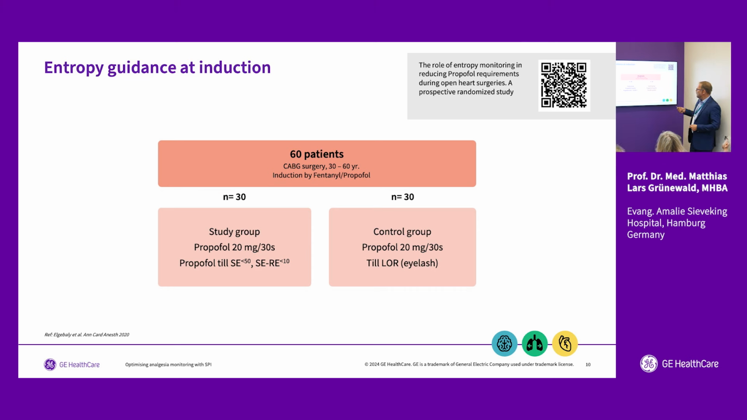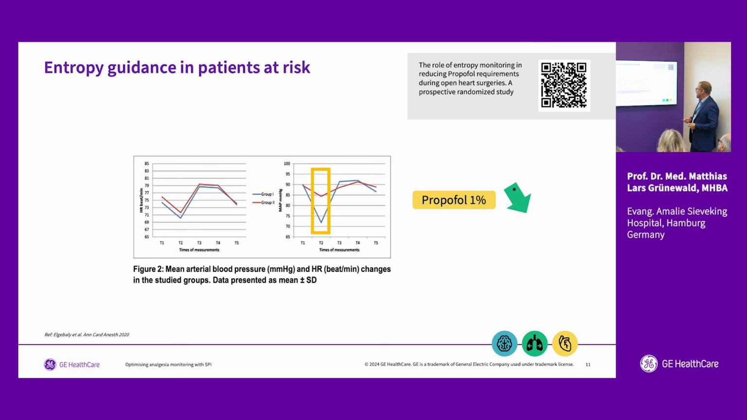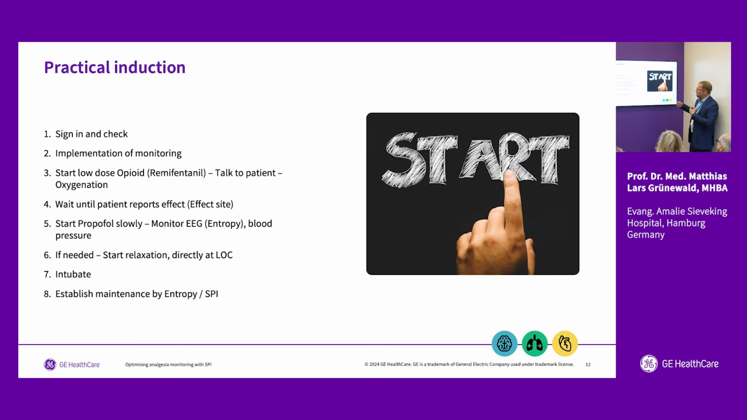Here I have a study of high-risk patients, CABG patients, and the question was, does entropy EEG monitoring during induction help us with regard to hemodynamic stability? We had one group that was guided by entropy, and the other control group was using clinical judgment. Both were inducing very slowly, and what we could see is that we have many more hypotensive events in the group that has not been monitored. So already monitoring the patient during the induction phase provides more hemodynamic stability. We had less propofol. So when we go into clinical practice, it is really useful to already start the monitoring in front of the anesthesia procedure.